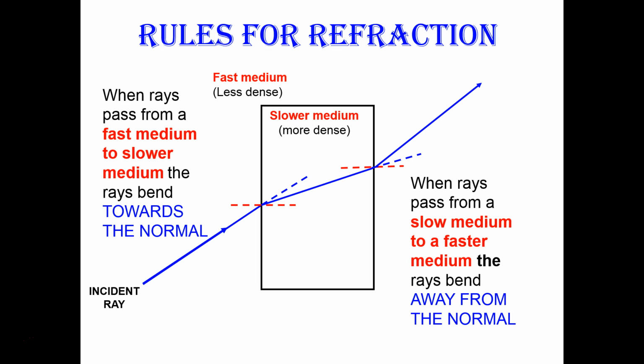Here's a couple of rules for you. When a ray passes from a fast medium into a slower one, as it did on the left-hand side of the diagram, the rays will bend toward the normal. So from fast to slow, rays bend toward the normal. And the opposite happens when the opposite is true. So when the rays pass from a slow medium to a fast one, the rays will bend away from the normal.